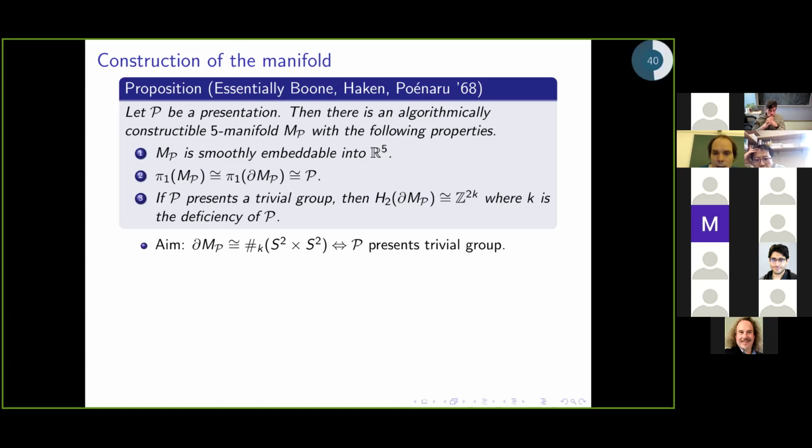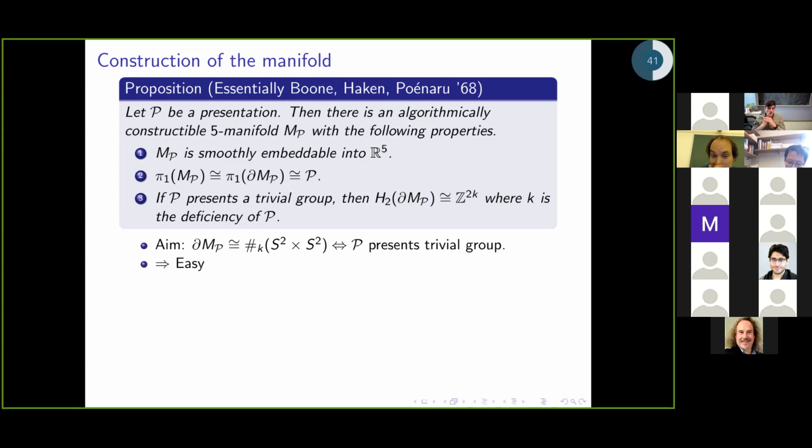Okay. Once we have this construction, then if we have this Adian-Rabin sequence of group presentations, our aim is only to show that we have this connected sum of copies of S2 times S2 if and only if the presentation P, which is one from this Adian-Rabin sequence, presents a trivial group. This is what we need to show.